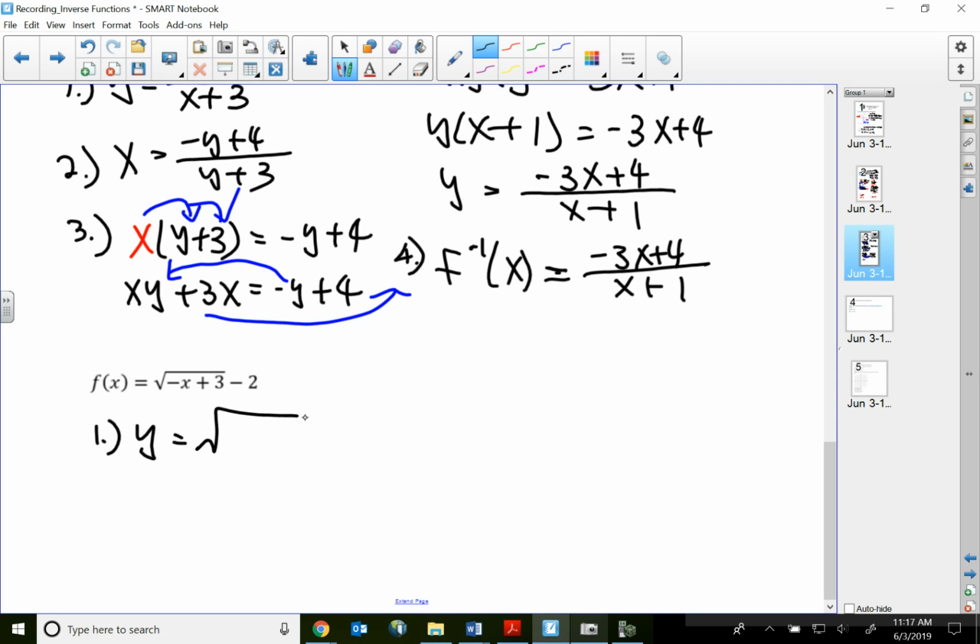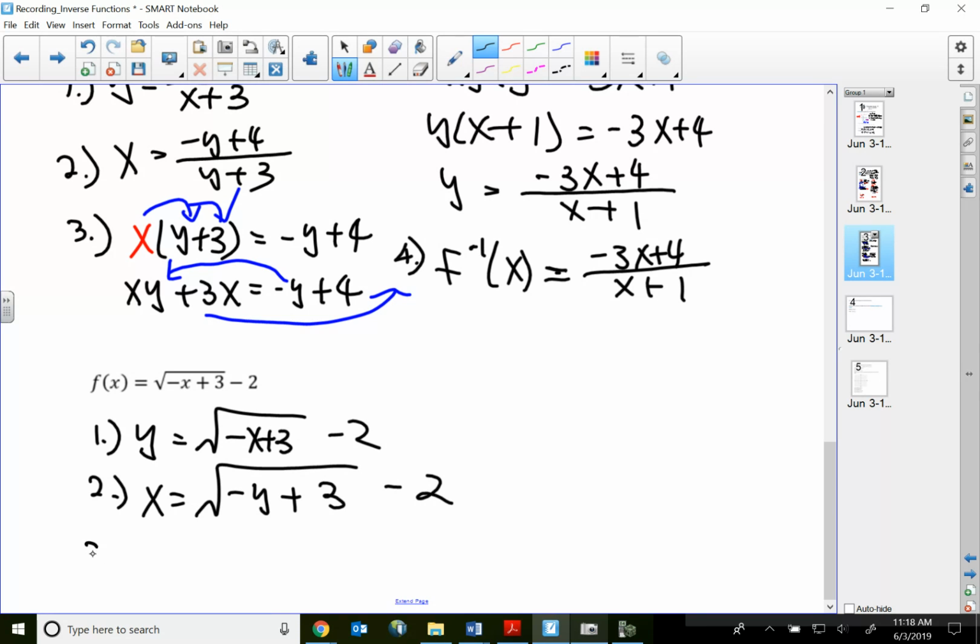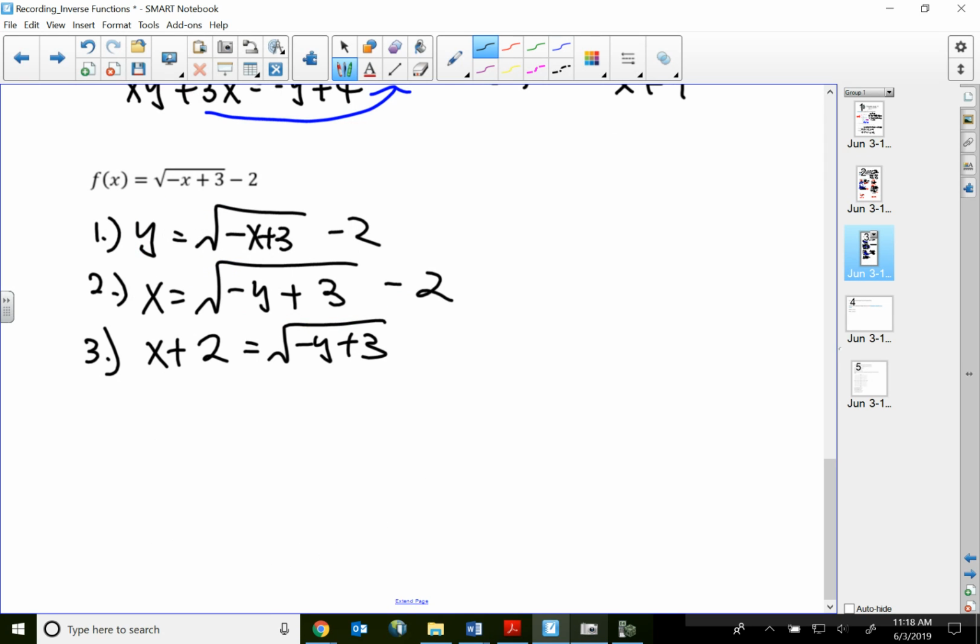y equals square root of negative x plus 3, minus 2. All right, interchange the x and y variables. That will be x equal to square root of negative y plus 3, then minus 2. All right, move my negative 2 over. Begin to solve for y. That's x plus 2 equal to square root of negative y plus 3. All right, square both sides.